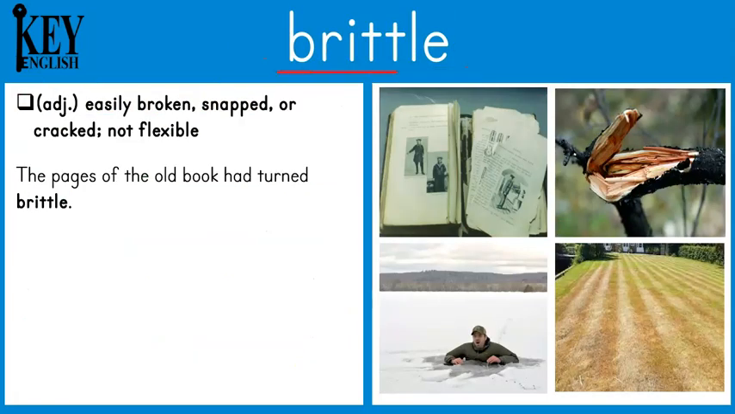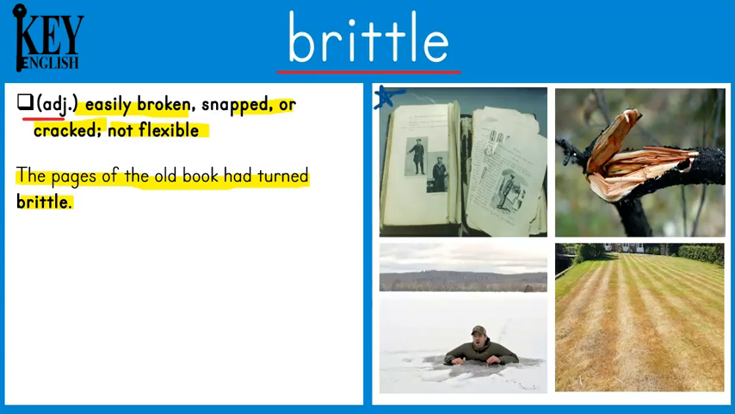The next word is brittle. Brittle is an adjective and it means easily broken, snapped, or cracked, not flexible. For example, the pages of the old book had turned brittle. So when something is brittle, it can break, crack, or snap easily because it's hard and not flexible, or maybe it's very old and dry, or maybe it's very thin. So anything that is like that can be described as being brittle.